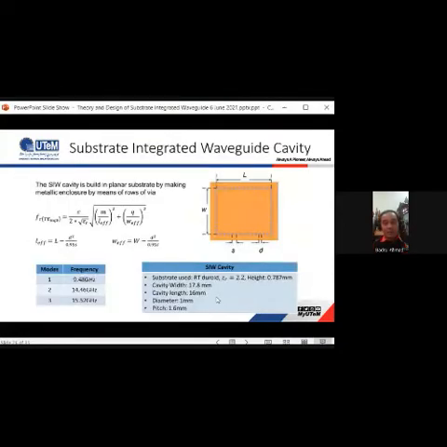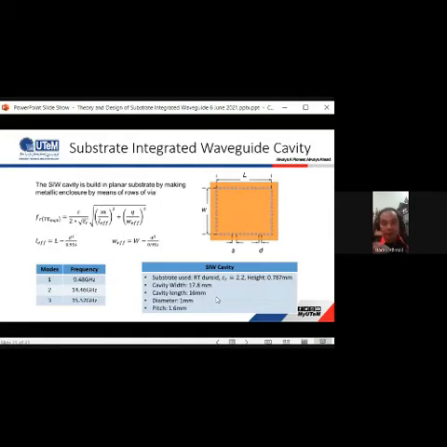So next is the substrate integrated waveguide cavity. You can also calculate the cavity within this SIW, using the equation laid out in the slide. It has 4 rows, basically 4 lines of vias, and it has an equivalent effective length and width. So this is also an example.